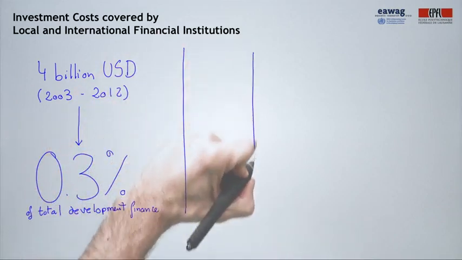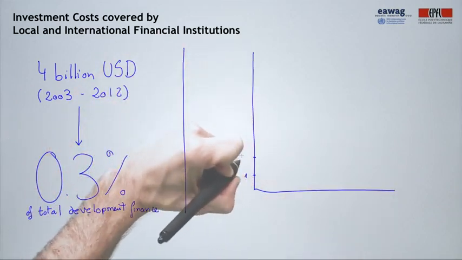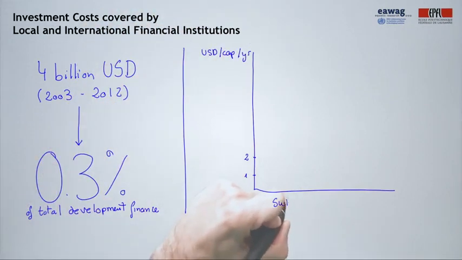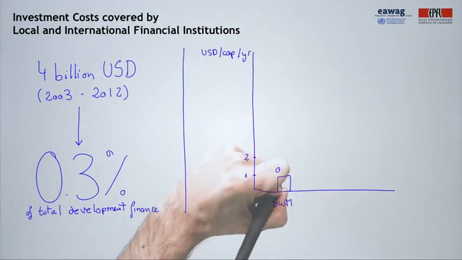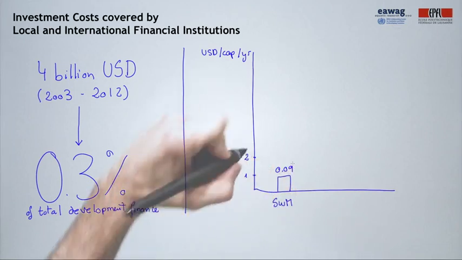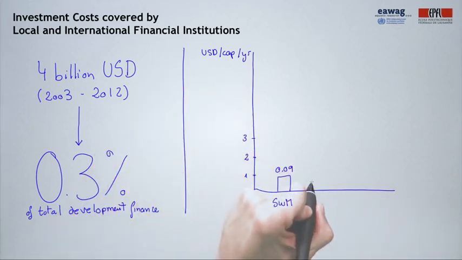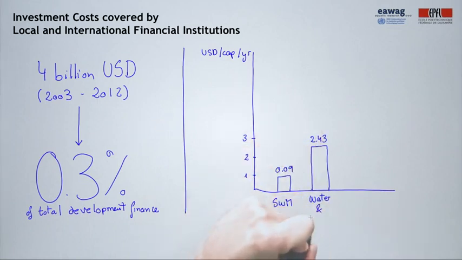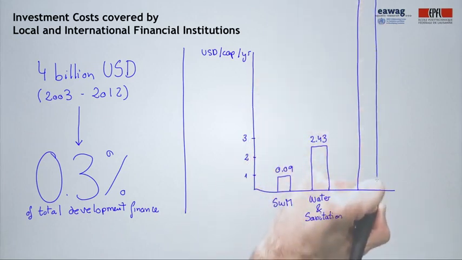In terms of the population of the countries receiving solid waste management development finance in 2012, this equates to $0.09 per capita, much less than per capita levels of $2.43 in the water and sanitation sector and $31 of development finance overall.